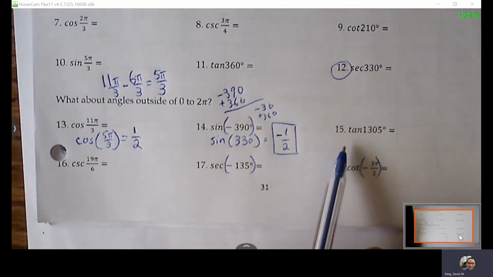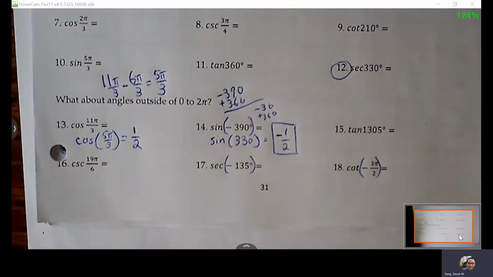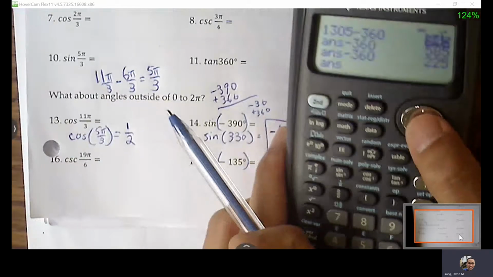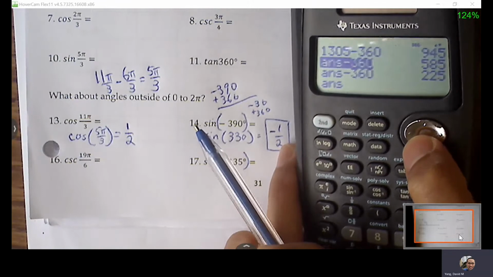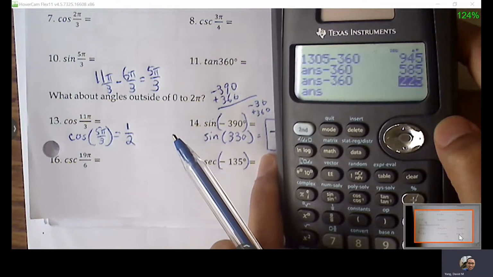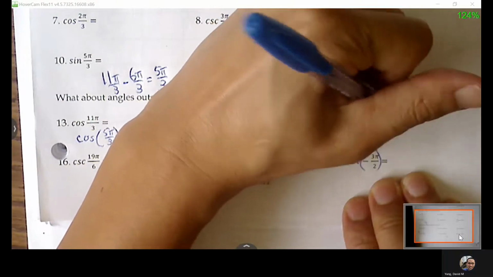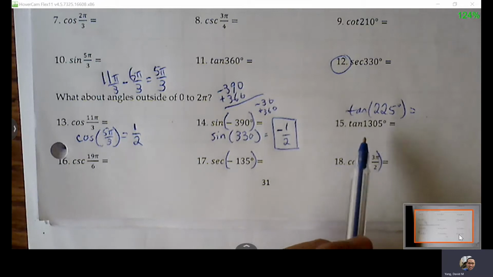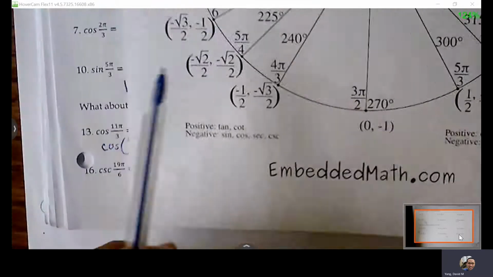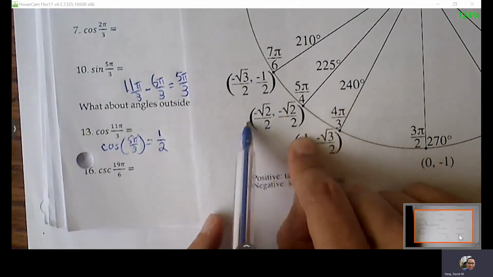Okay. Tangent of 1305, that's a really large angle. We'll just subtract 360 multiple times until we get it into a range between 0 and 360. So 1305 minus 360, minus 360, minus 360. Okay, I have 225 there. Okay, tangent is y over x. So if you locate 225, you're just going to take y over x. They're both negatives. They're both exactly the same as each other. So if I divide these two, I just get 1.